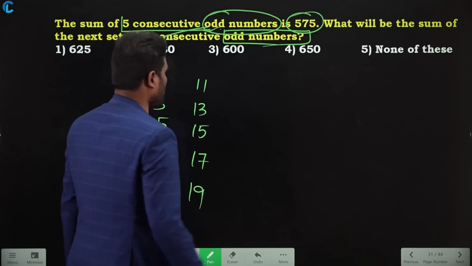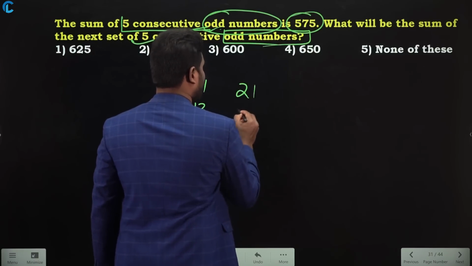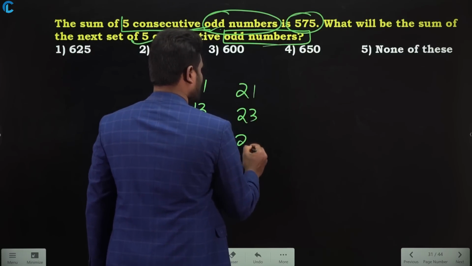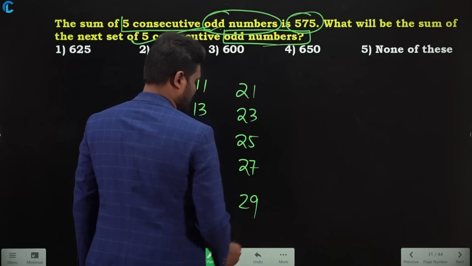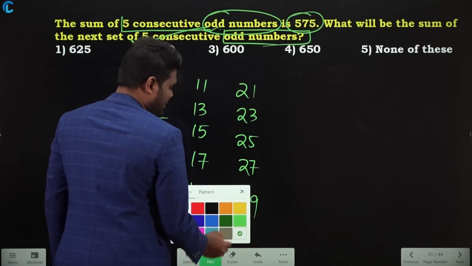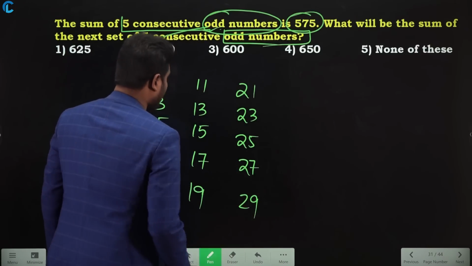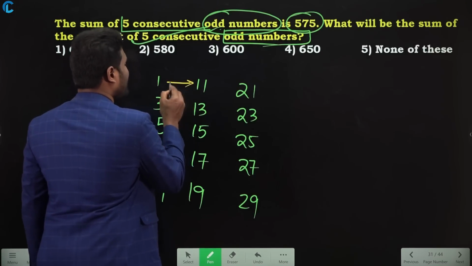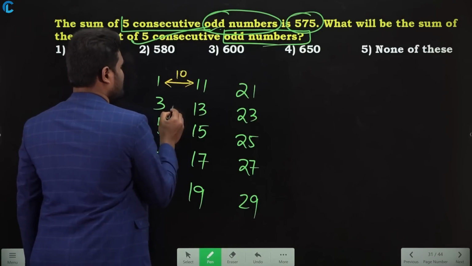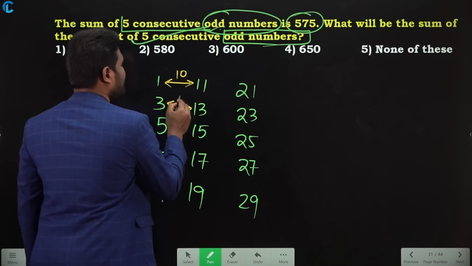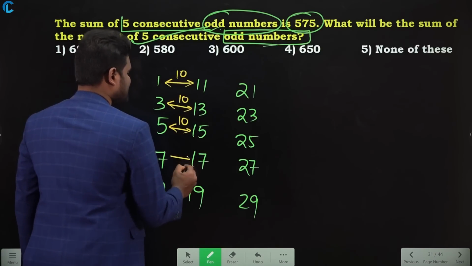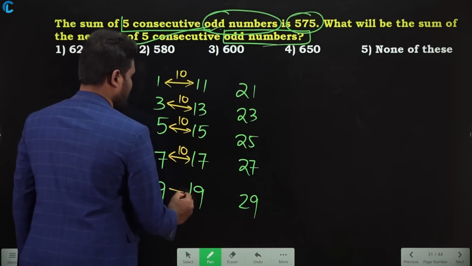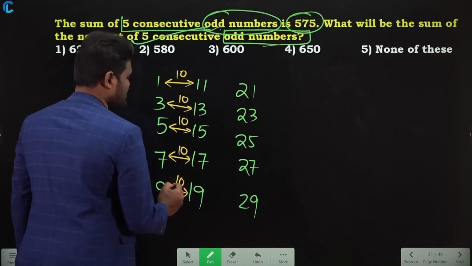The next 5 consecutive odd numbers are 21, 23, 25, 27, 29. Yes or no? If you go on writing, you will come to know. If you observe carefully, what is the difference between 1 and 11? The difference is 10. 3 and 13, the difference is 10. 5 and 15, the difference is 10. 7 and 17, the difference is 10. 9 and 19, the difference is 10.